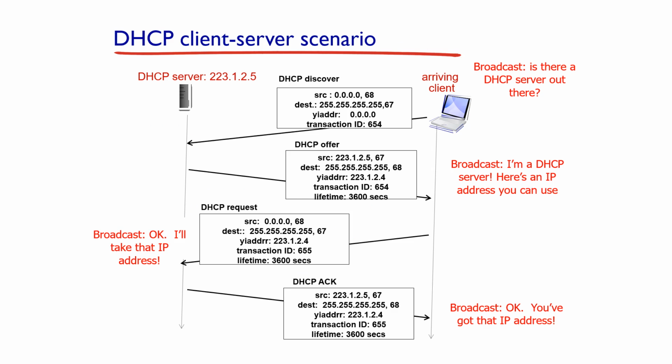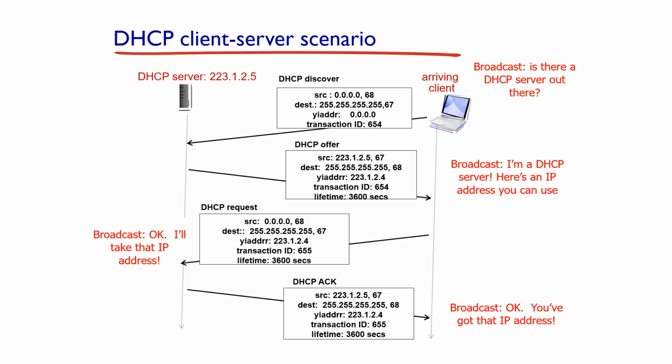Here the DHCP interaction between client and server is shown. The left hand side is the DHCP server and the right hand side is the arriving client. The client is connected with port number 68 and the server is connected with port number 67. Initially, when the host is entering into the network, it has no IP address, so it will be 0.0.0.0. The communication is from the client to every other machine on the network.